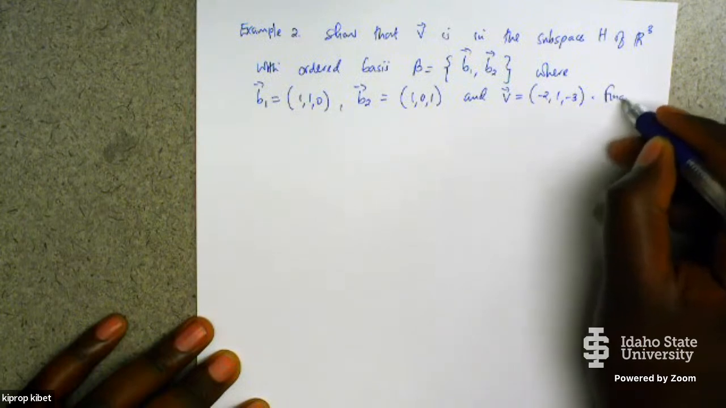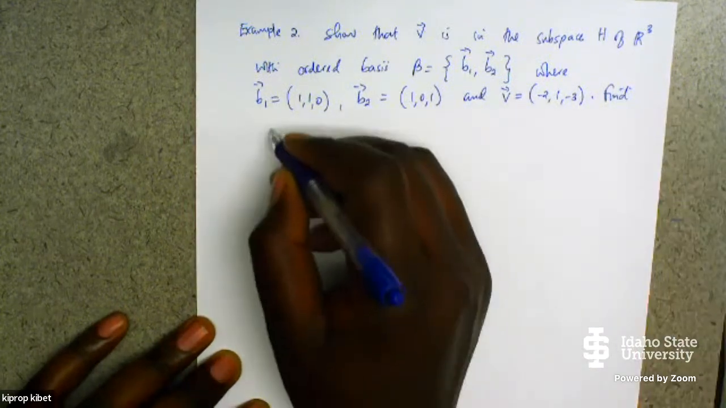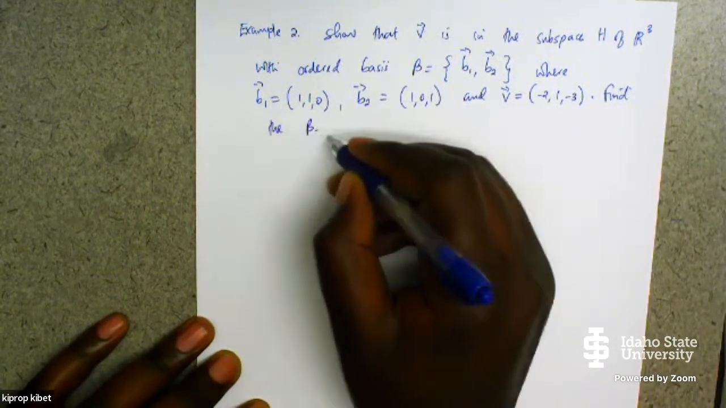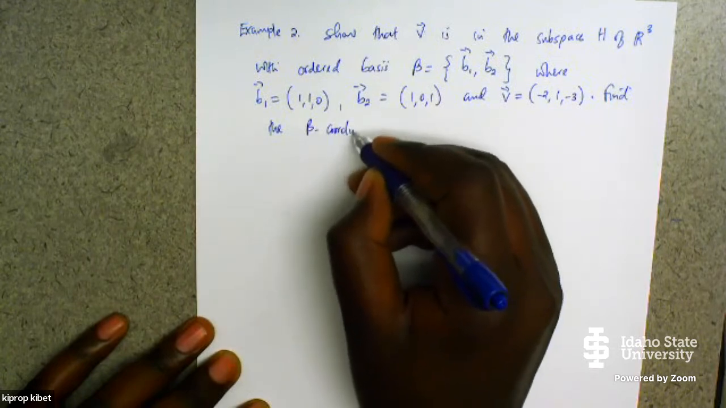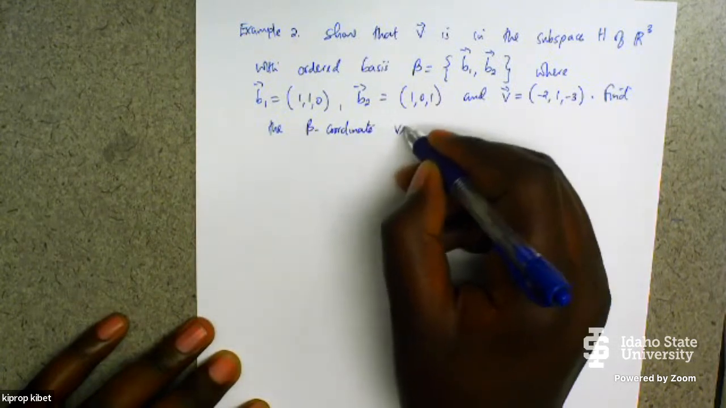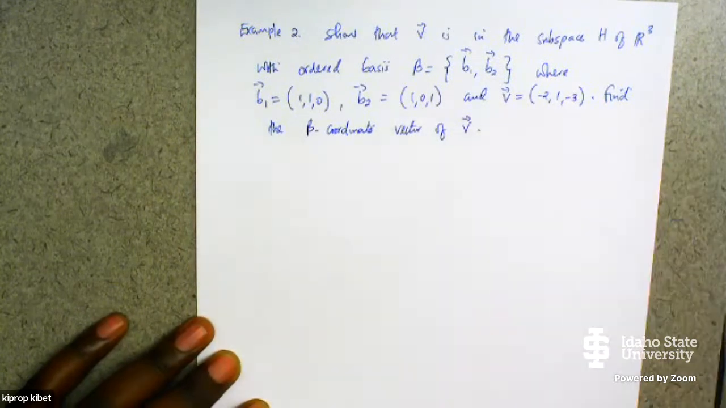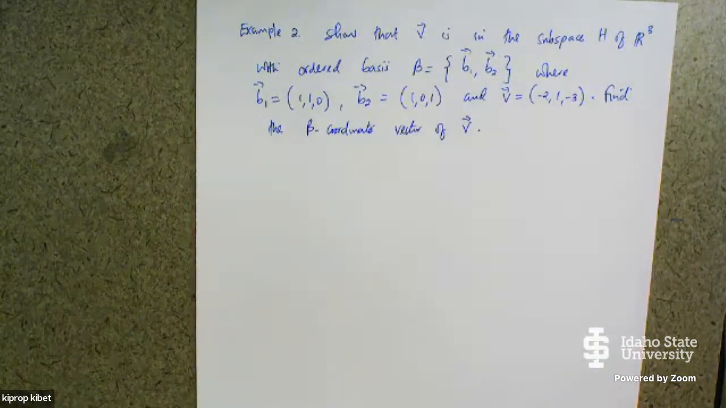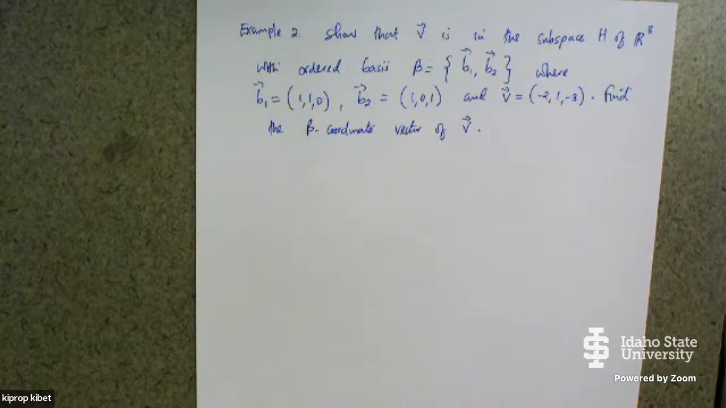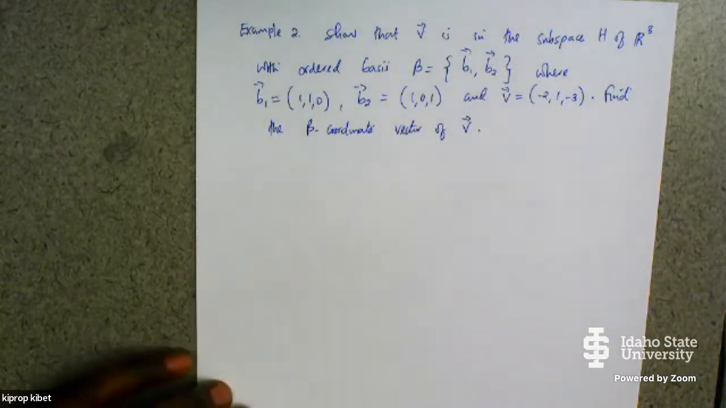Find the B coordinate vector of v. Okay, so the first one, solution.